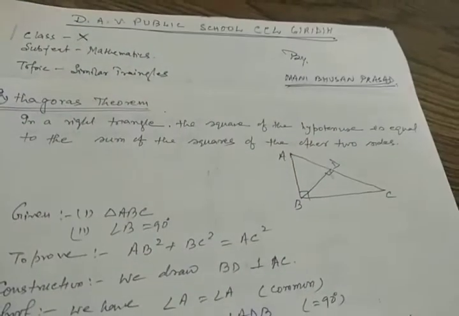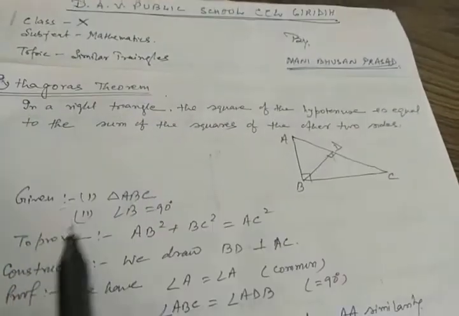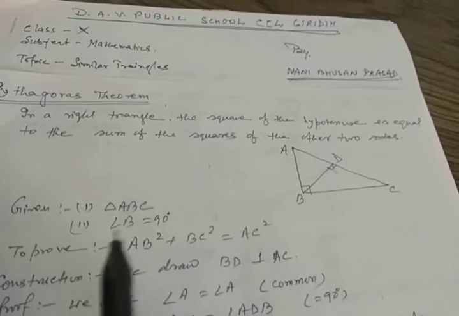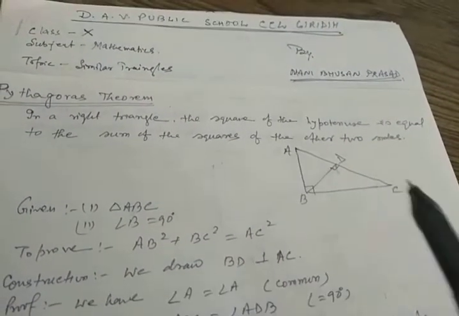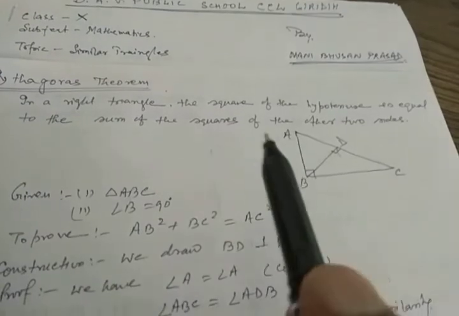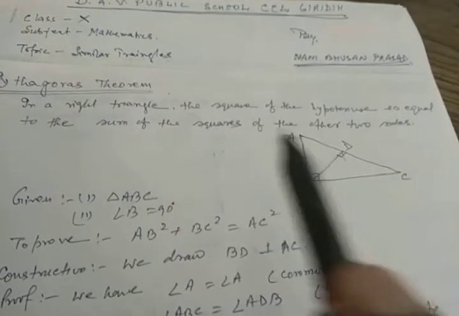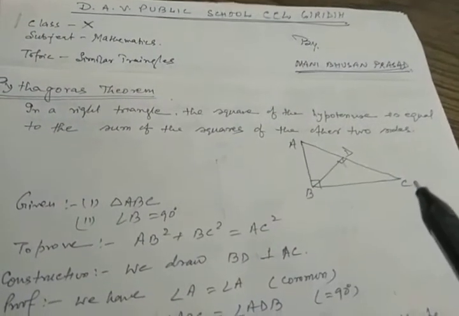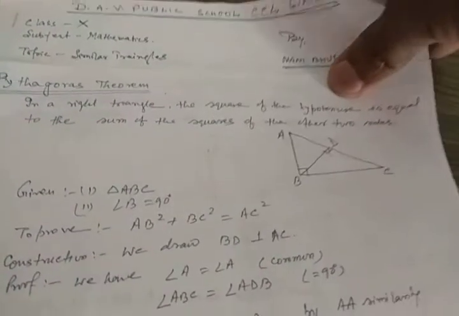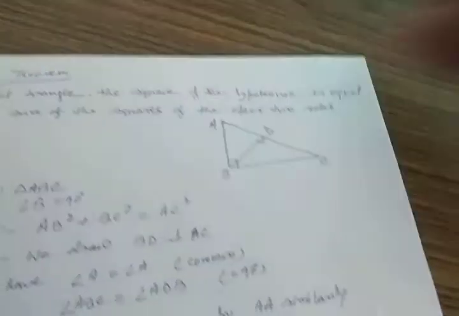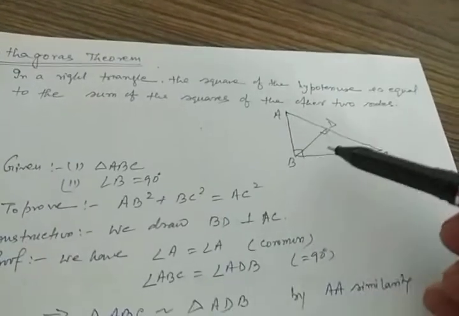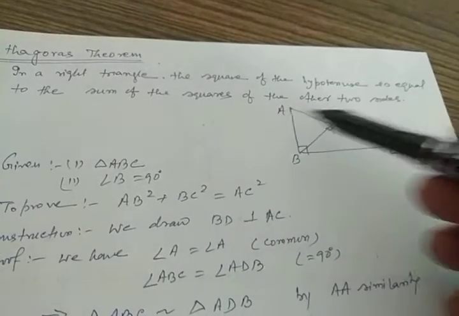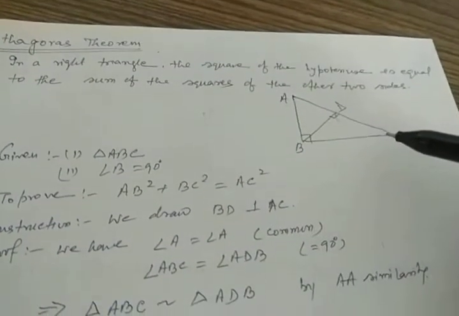For this purpose, we just suppose that ABC is a triangle and angle B is 90 degrees. So the hypotenuse becomes your AC. What I have to prove? AB square plus BC square is equal to AC square. Okay. To prove this, we draw a construction. What is the construction? BD perpendicular to AC.